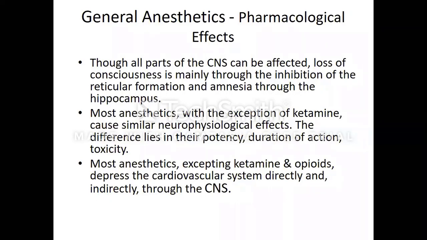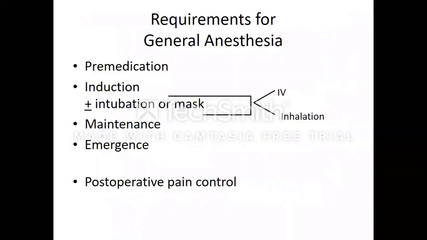Most anesthetics, except ketamine or certain opioids, depress the cardiovascular system directly and sometimes indirectly via the CNS. So you will see that there are many anesthetics which have some arrhythmogenic effect. Like halothane, it has an arrhythmogenic effect. It makes the patient susceptible to the arrhythmia induced by adrenaline. So these are some of the important pharmacological effects of the general anesthetics.